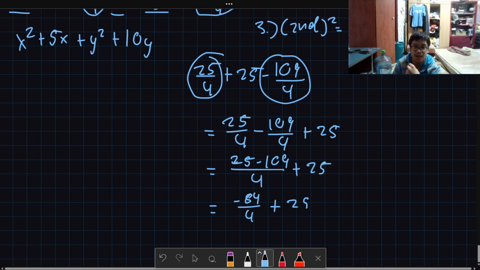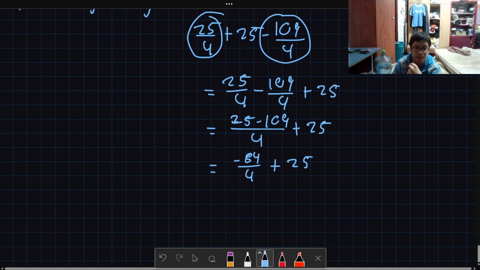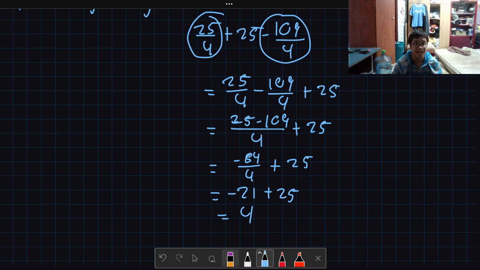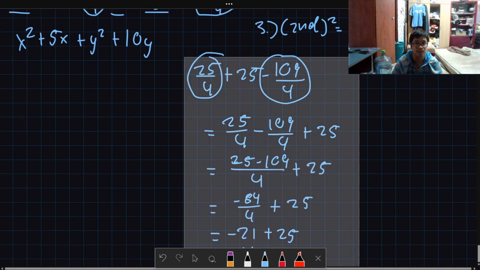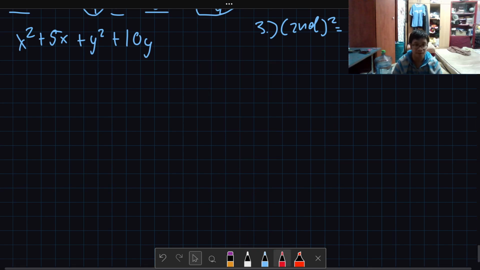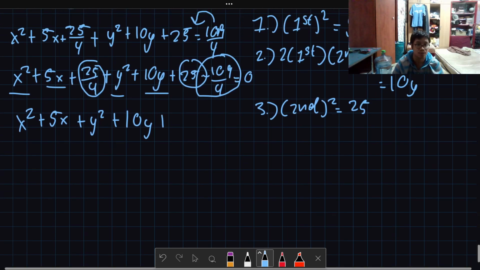But you see, negative 84 can be divided by 4. Negative 84 divided by 4 is negative 21. And negative 21 plus 25 will give you 4. Am I right? Just making sure. Yes. So adding them together will give you positive 4. So you have plus 4.